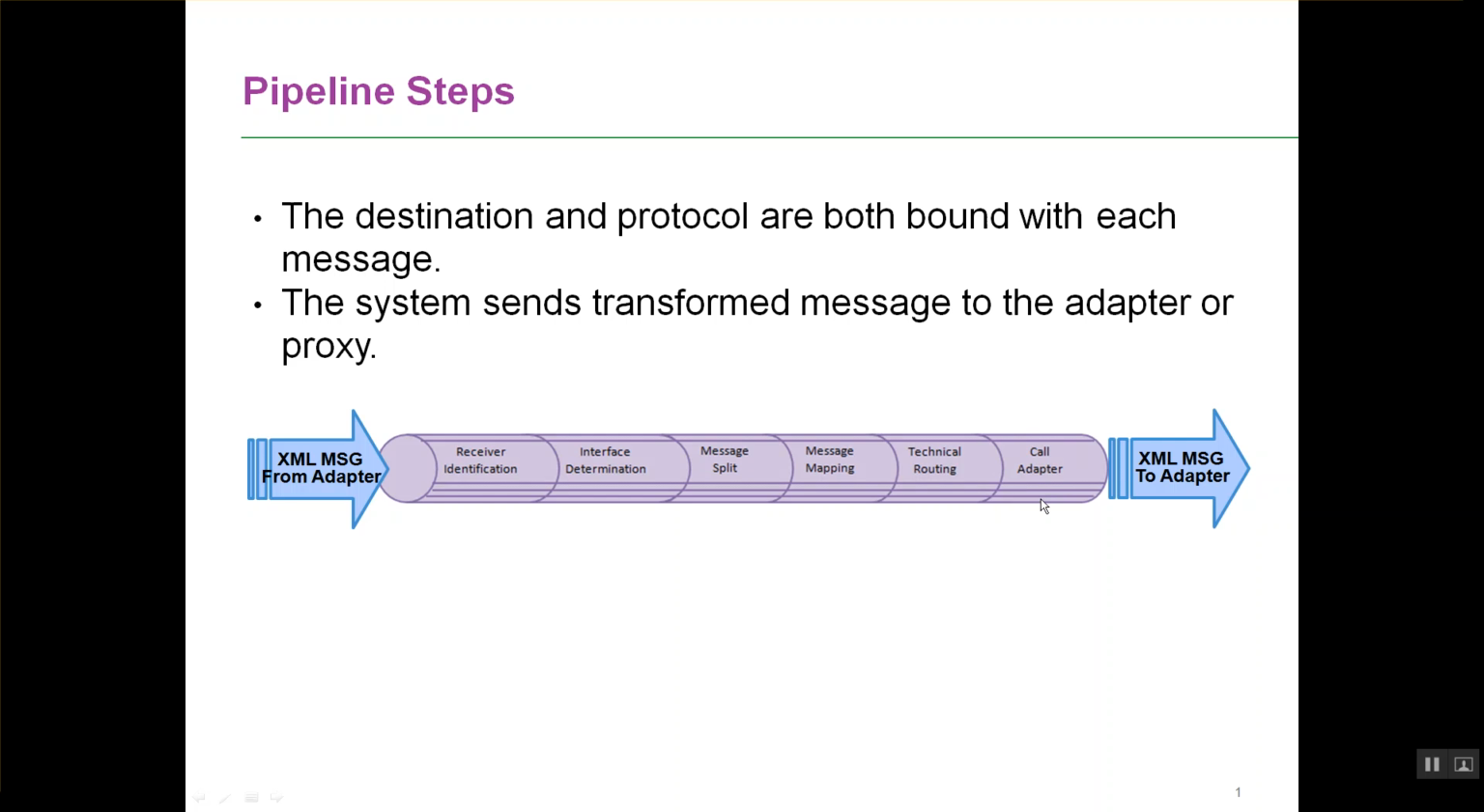And the call adapter step is used to take the message and pass it to the actual adapter, in this case the file adapter, that is now going to deliver the file to the target system. So in summary, all the configuration objects that we built, the receiver determination, the interface determination, the receiver agreement, all of these get executed in the runtime through multiple pipeline steps, and these pipeline steps are nothing but the runtime steps of PI.